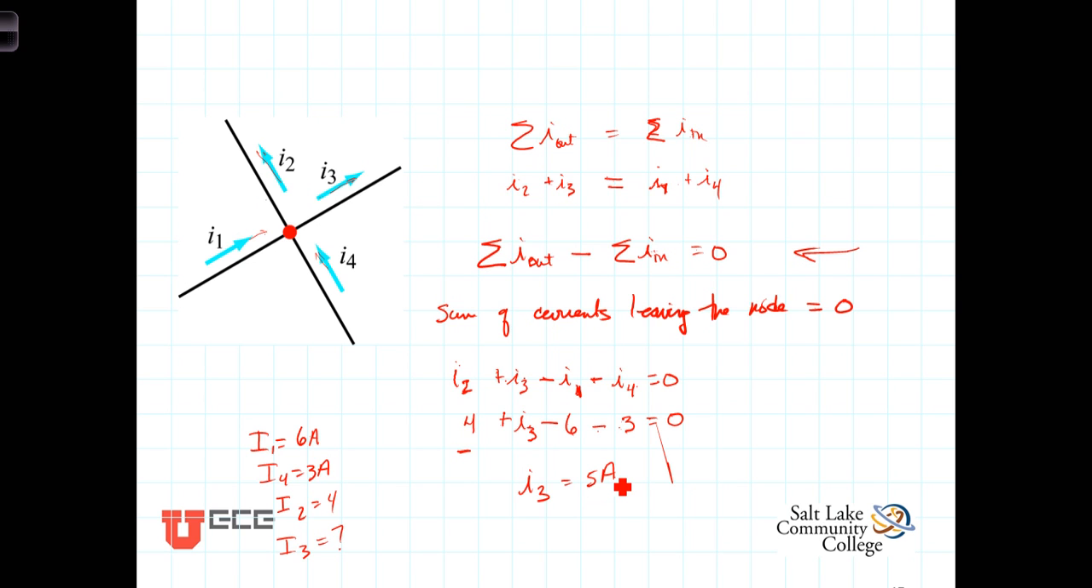Now, let's see if that makes sense. I1 entering is 6 amps. I4 entering is 3 amps. So we've got 9 amps coming in. I2, we've been told, is 4 amps. So I've got 6 plus 3 is 9 amps coming in, 4 of them leaving, means that I3 then must contain the remaining 5 amps.